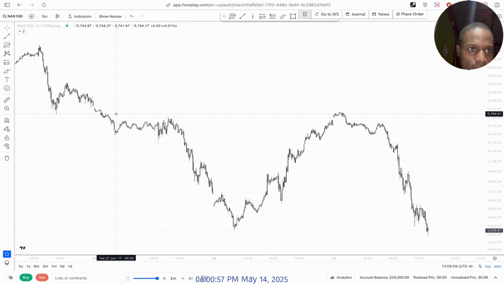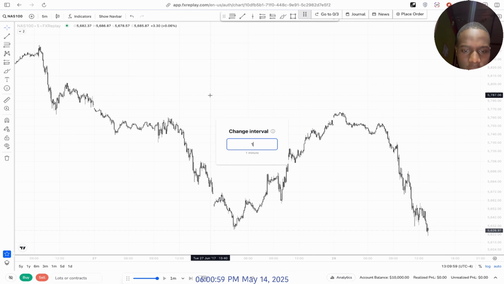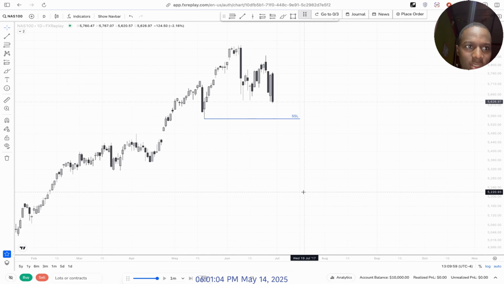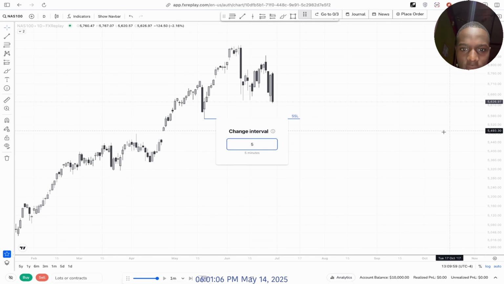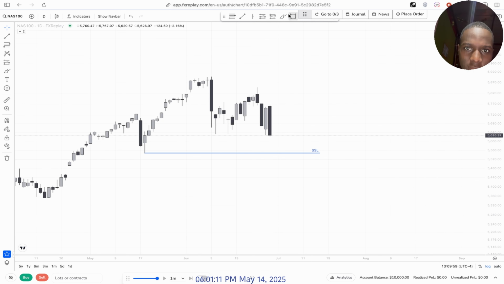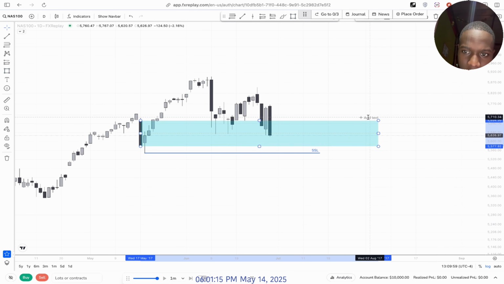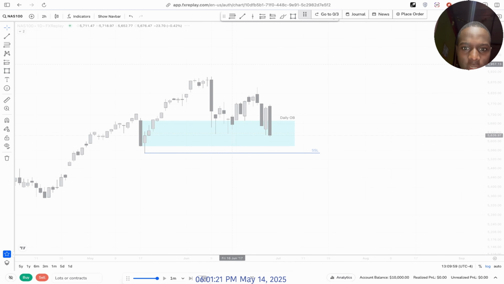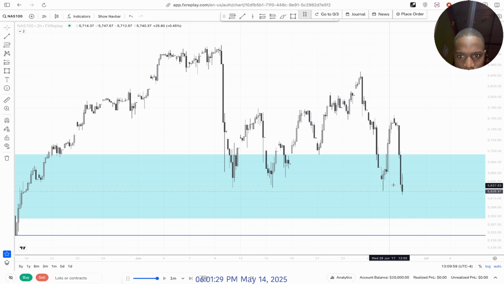Took out this low, and I didn't mark the daily order block, so let's mark it as well. Let's mark this daily OB. Okay, put it right here. Then we go to the 2-hour. Midpoint has been passed, so when we go to the 2-hour, you can see that we have a very big gap in here. We've taken out these equal lows.